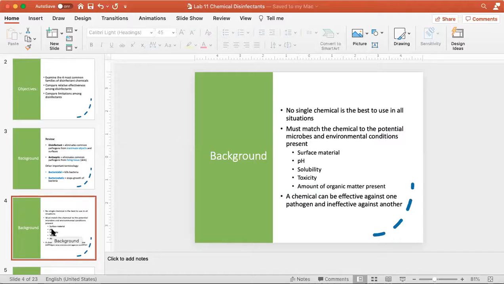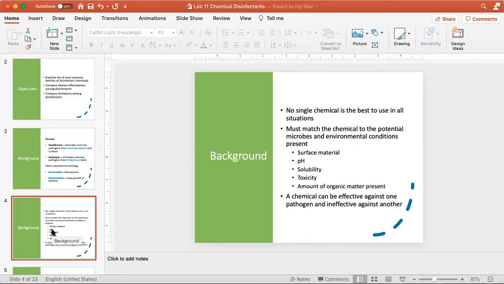Couple of things to remember about disinfectant chemicals. No single chemical is best. As a person who teaches microbiology, I often get asked, what should I buy to disinfect in my house? What's the best disinfectant to clean my house with? And the answer is there is no one single best. There are best chemicals to use in different situations, depending on what you're trying to disinfect and what microbes you think you might be dealing with in your environment.